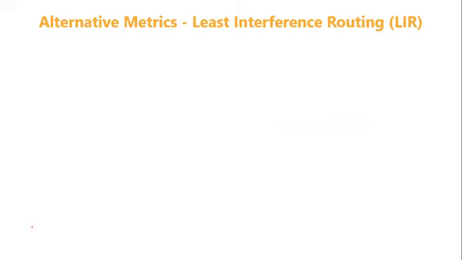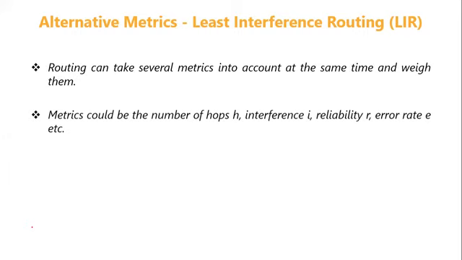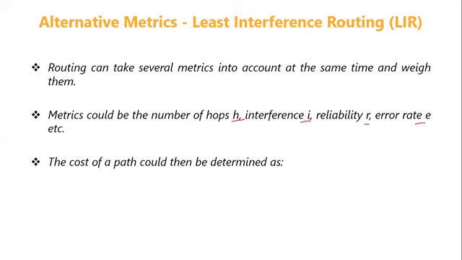Like this, several metrics can be applied. The routing algorithm need not work only on hops or interference. There are several metrics available that can be included, or multiple metrics can be combined. For example, you can include hops, interference, reliability, error rate, etc. And then you can find the cost, something like cost equals alpha h plus beta I plus lambda r plus delta e plus any other parameters also.